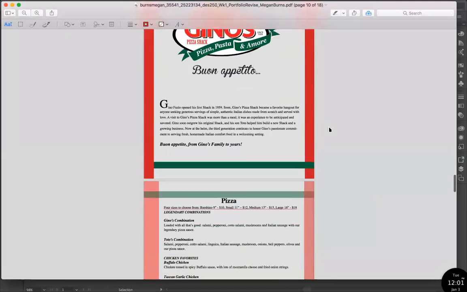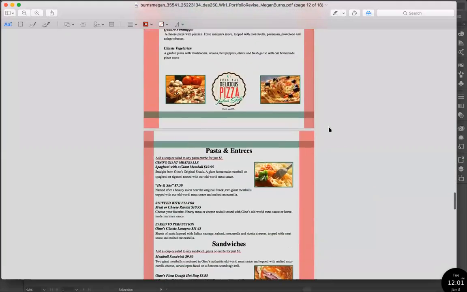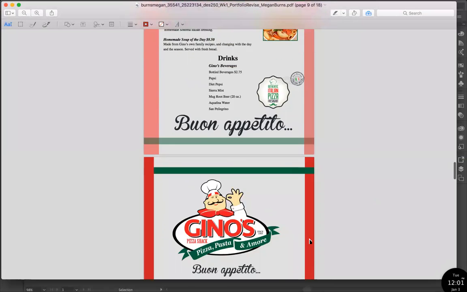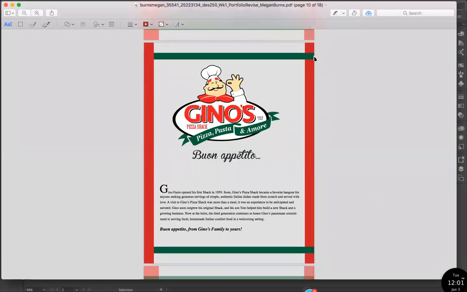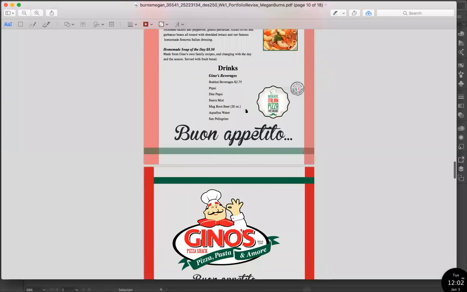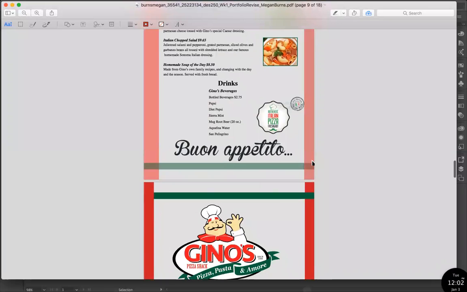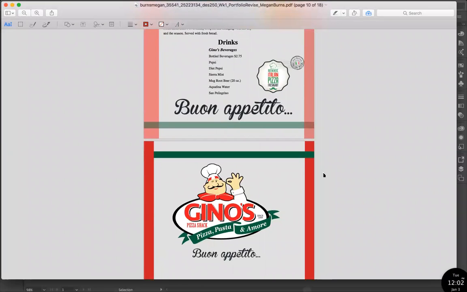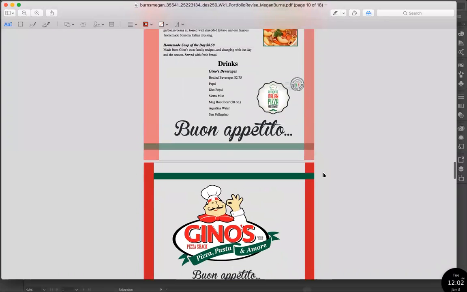Now, make sure you've got some consistency on these borders. Notice, for example, here, the green is on top of the red on the top and on the bottom. Here, the green is on top of the red on the right, but it's not on top of the red on the left. So we want to make sure and make it consistent. Also, if you're going to go with the faded color, I'd go with the faded color everywhere. Or if you're going to go to the solid color, I'd go with the solid color everywhere.